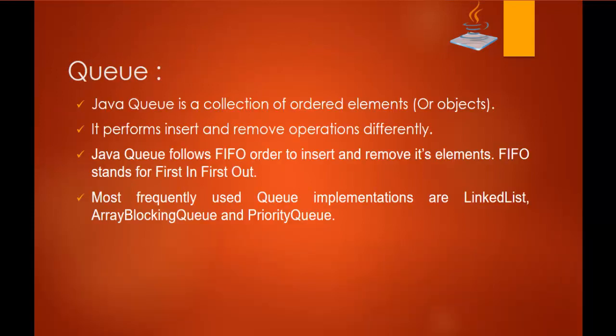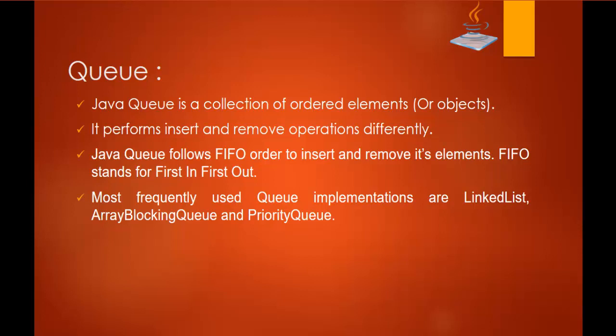So in this session, we are going to learn about the queue. A Java queue is a collection of ordered elements, and it performs insert and remove operations differently. The Java queue follows the FIFO order to insert and remove its elements. FIFO stands for first in, first out. The most frequently used queue implementations are done with LinkedList, ArrayBlockingQueue, or PriorityQueue.